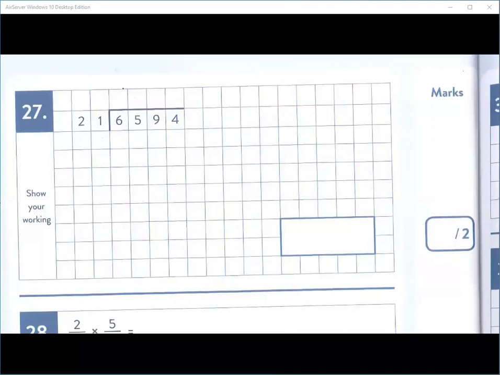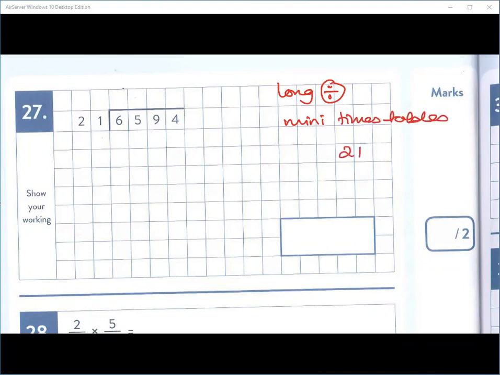How many 21s go into 6? What is this question called? Long division. And what do we do for this one? First of all, write down the mini times tables. Remember the many times that we've done? Yeah, 2, 5, and 10. Yeah, you do remember. 2, 5, and 10. Fantastic. Okay, very good.